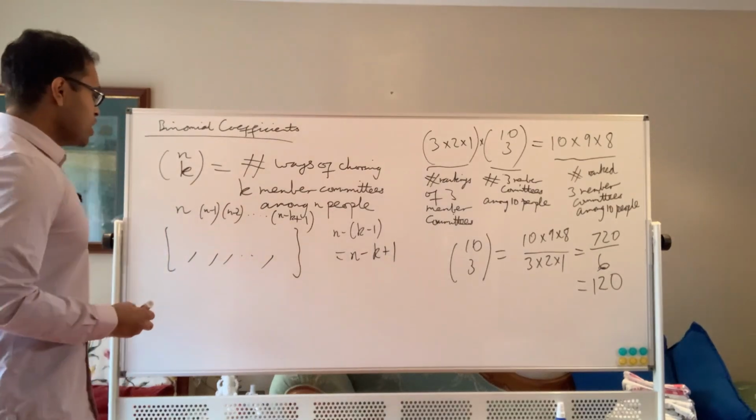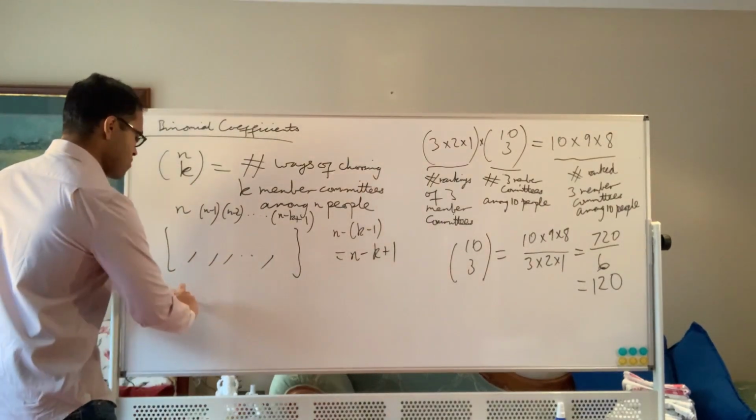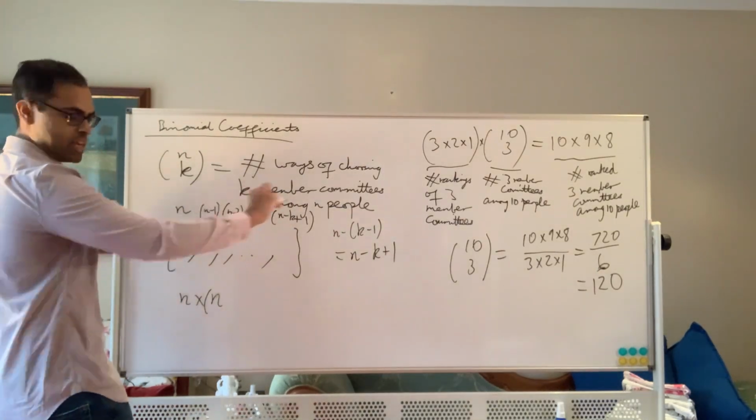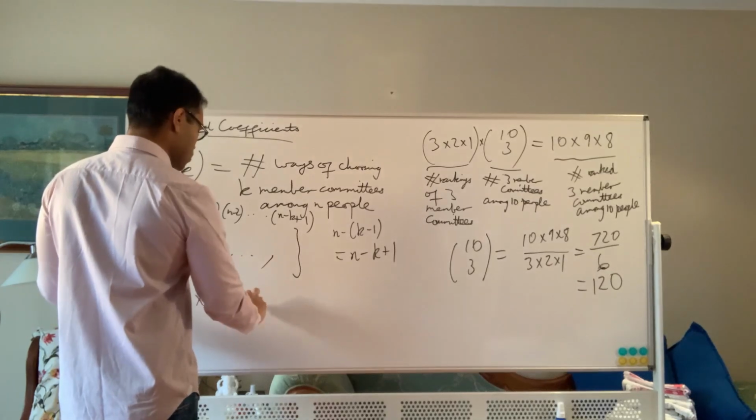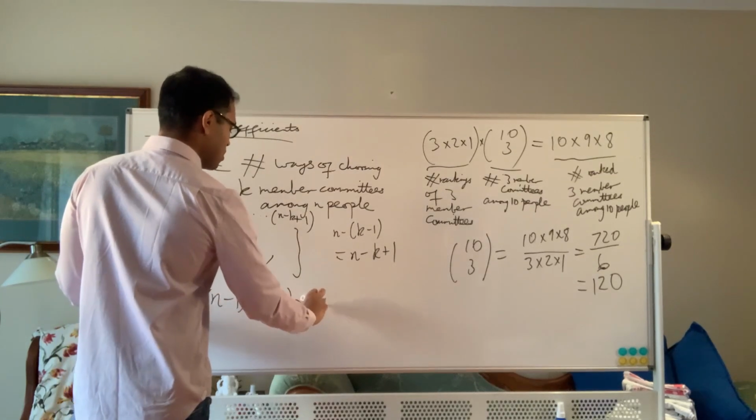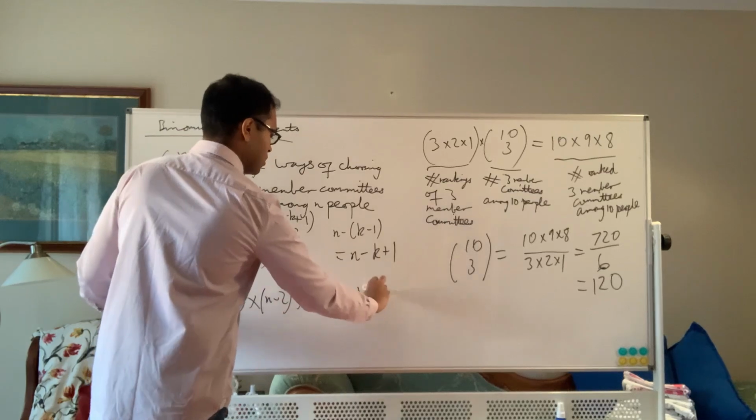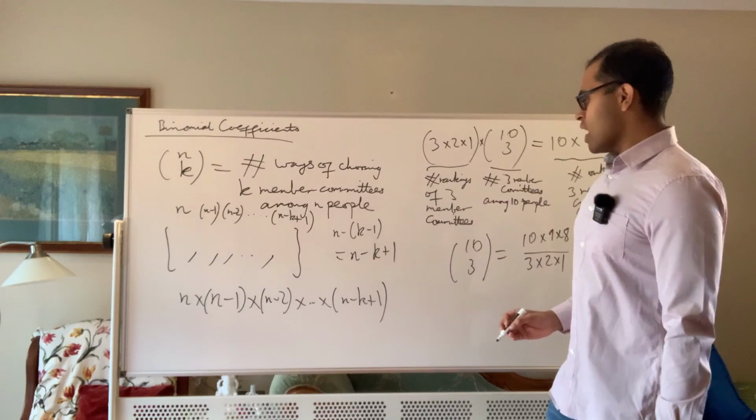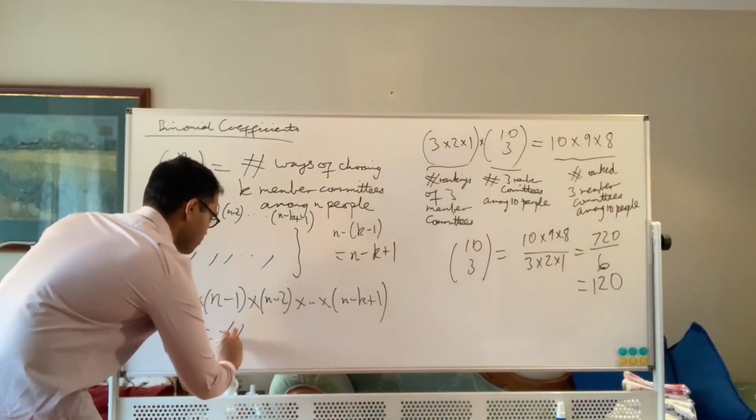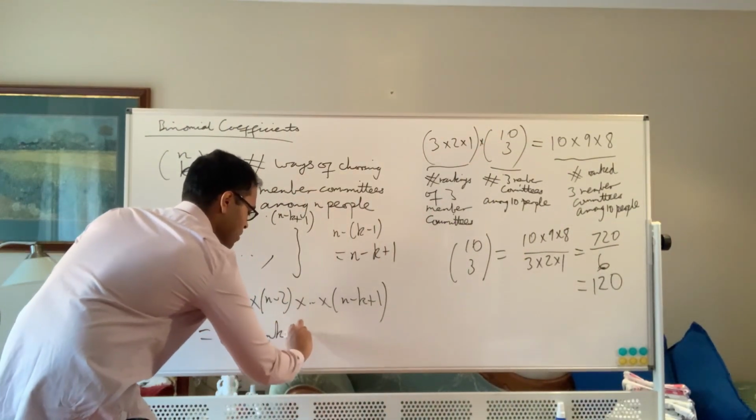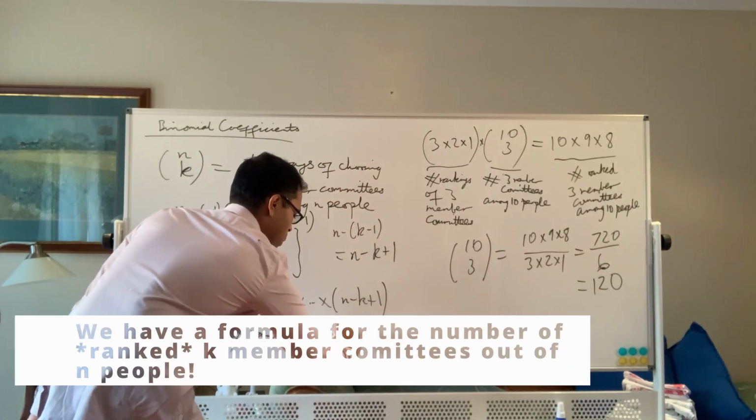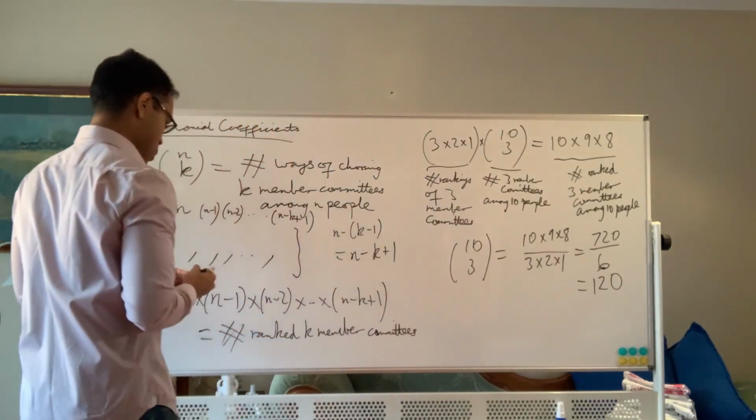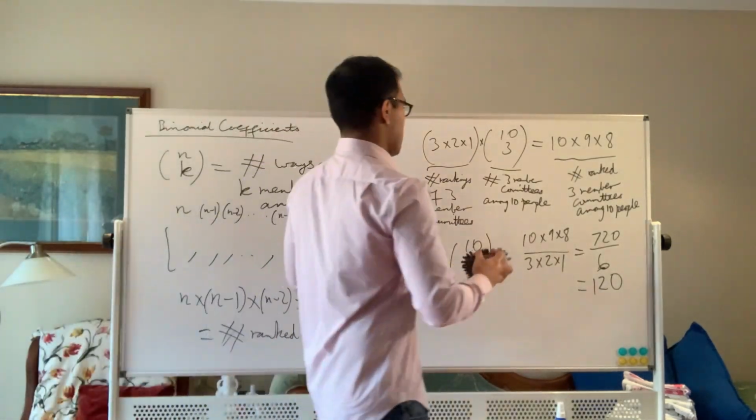Okay, so this is going to be the number of ways of choosing a ranked k-member committee. Ranked, okay? So we have ranked them in order, k people. It's going to be n times n minus 1 times n minus 2 times dot dot dot times n minus k plus 1. So that's going to be the formula for the number of ranked k-member committees. I'm going to write this out here. Number of ranked k-member committees. Okay, so that's the formula.